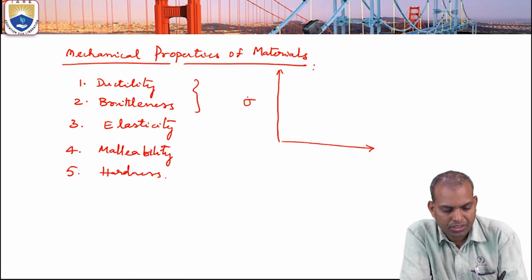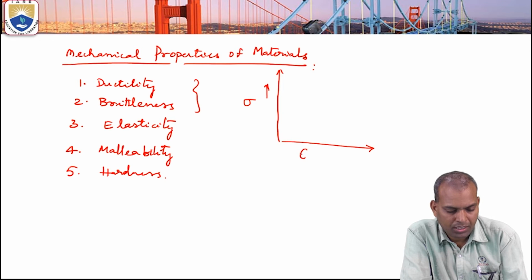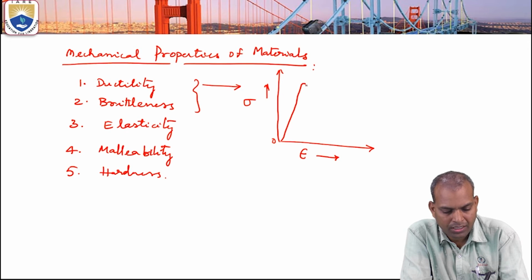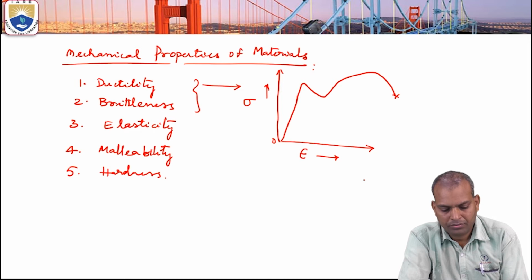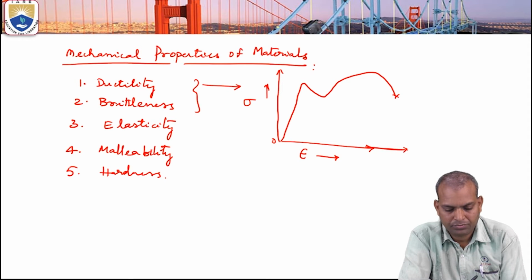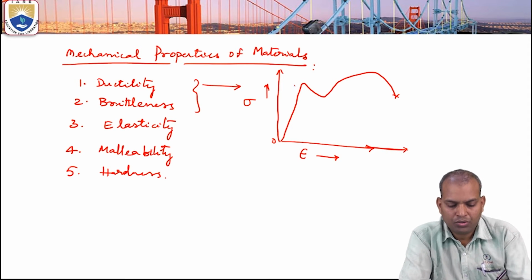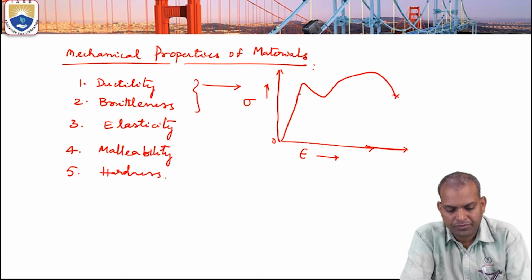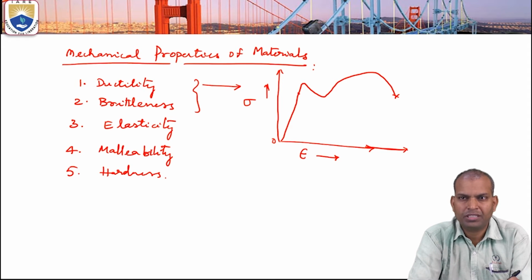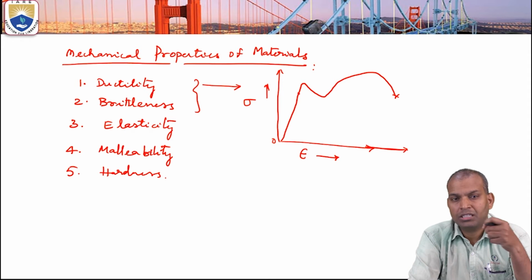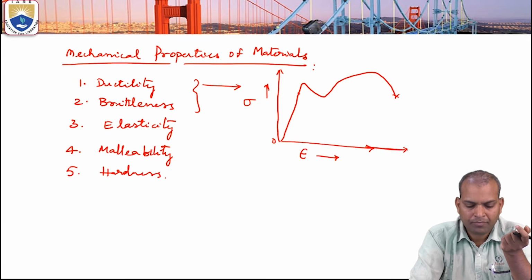If you draw a stress and strain diagram for ductile materials, the stress strain diagram becomes in the shape of a curve, so there is a limit in this curve. This is the stress versus strain curve. The stress strain curve is highly important in order to study the strength of materials.